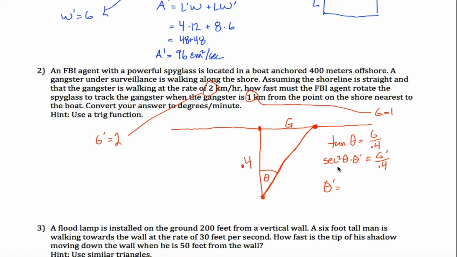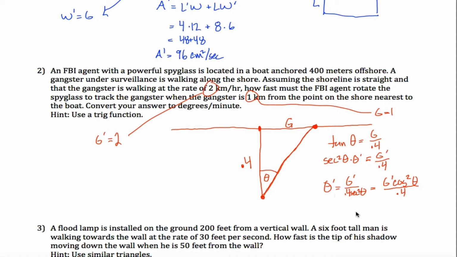Theta prime is equal to, if you divide both sides by secant squared, you get g prime divided by 0.4 secant squared of theta. But that's equal to, well, all right, I'll leave the 0.4 in there. It would be g prime times, let's see, 1 over secant is cosine. So cosine squared theta divided by 0.4.